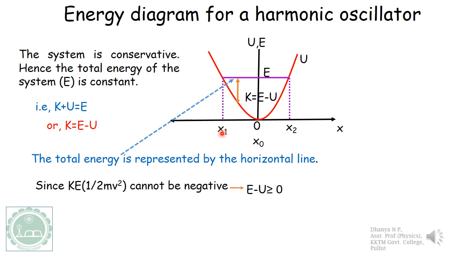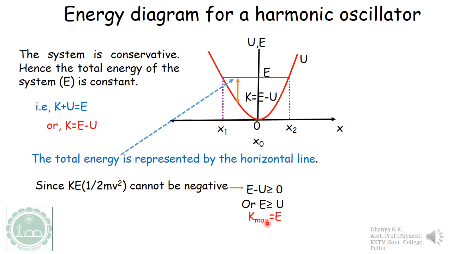So these points x1 and x2 are called the turning points of the motion. The diagram says that kinetic energy is maximum when potential energy is minimum. K is equal to E minus U, so K is maximum when U is minimum. Here K is maximum, but U is 0. This happens at the equilibrium position x0. K max is equal to E.